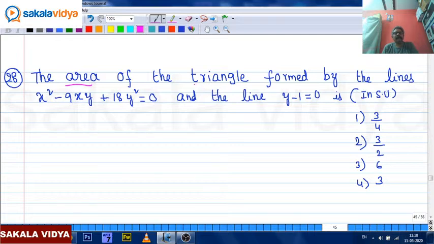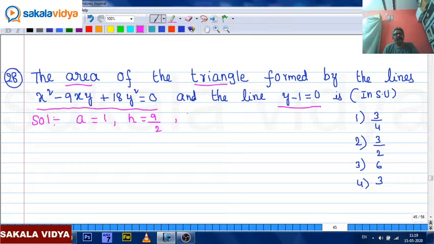Area of the triangle formed by the lines x square minus 9xy plus 18y square is equal to 0 and the line y minus 1 is equal to 0. Here, solution: a equals 1, next h equals 9/2 and b equals 18.